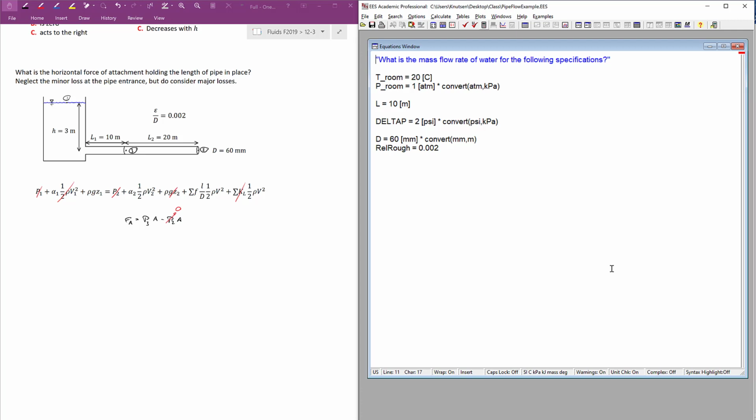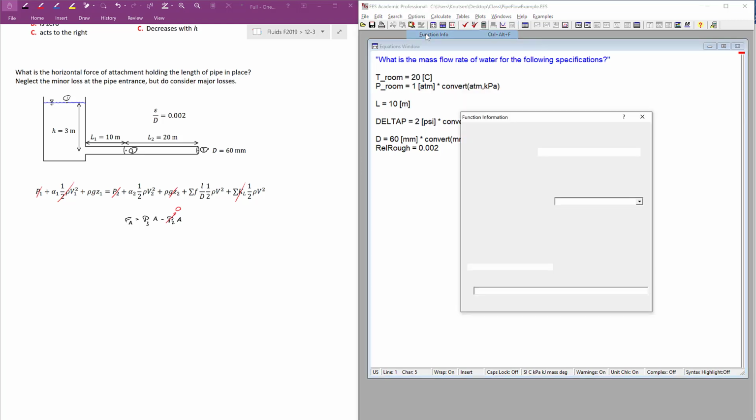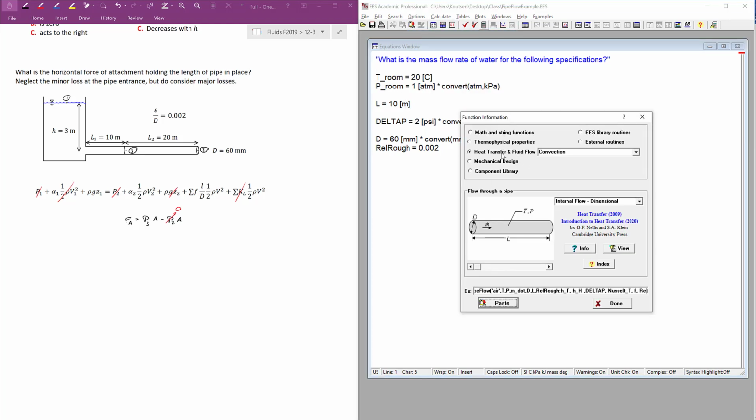For example, we could answer a question fairly easily. What's the mass flow rate of water? If we've got a temperature and pressure specified, a length of the pipe, 10 meters, for example. Let's say there's a pressure drop of 2 psi across the pipe. We'll convert that to kilopascal. We've got the pipe diameter and relative roughness. The way we'll do this is go Options, Function Info, and we're here at Heat Transfer and Fluid Flow, Convection. And we're going to look at internal flow throughout the length of the pipe.